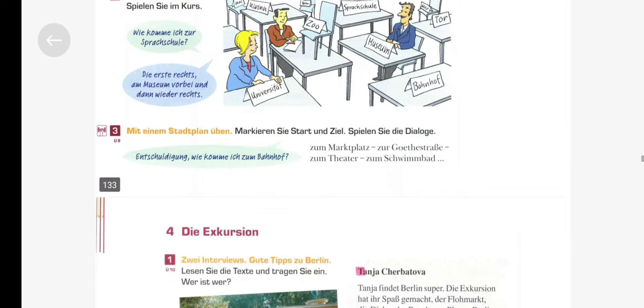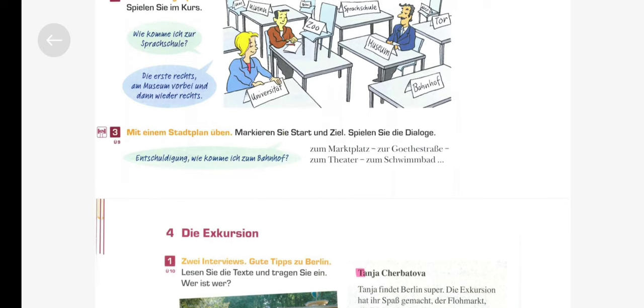Next is mit einem Stadtplan üben. Markieren Sie Start und Ziel, spielen Sie die Dialoge. You have to practice with the city plan. Here mark the start point where you are and where you want to go. Ziel means goal, your goal, where you want to go, and then play it in dialogues.